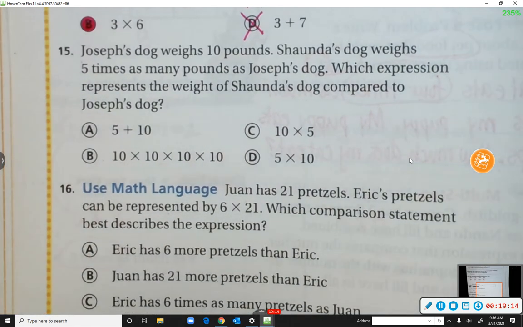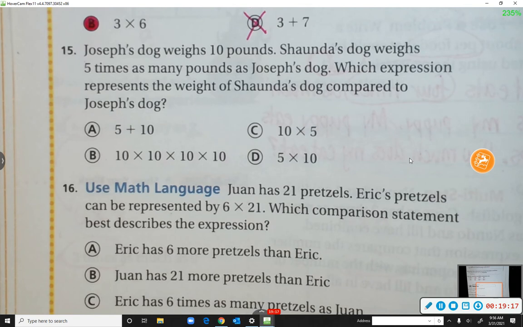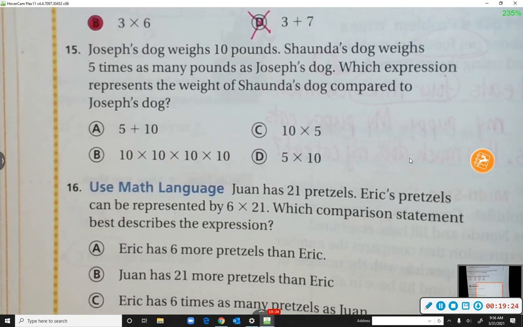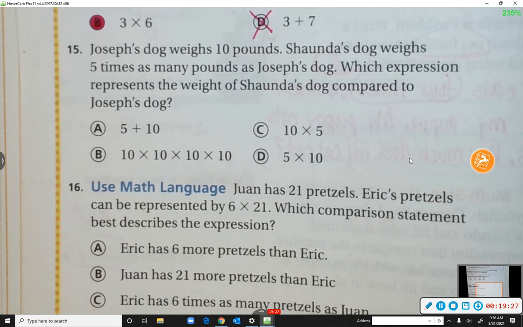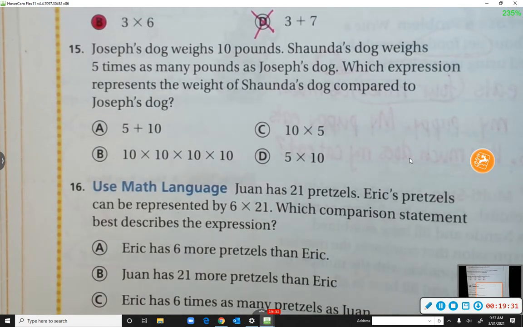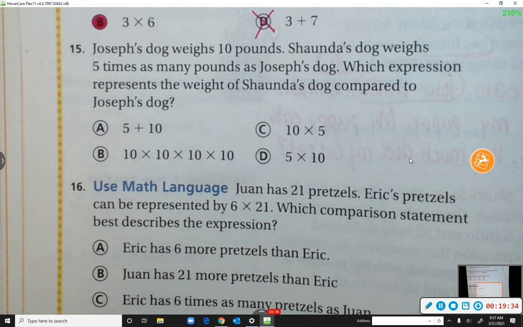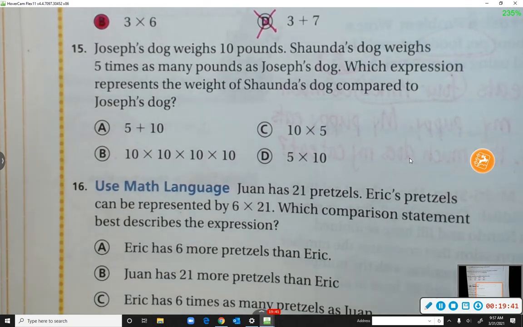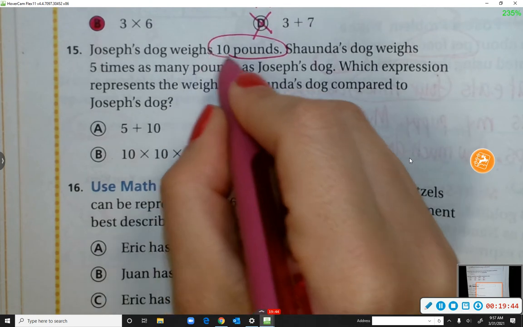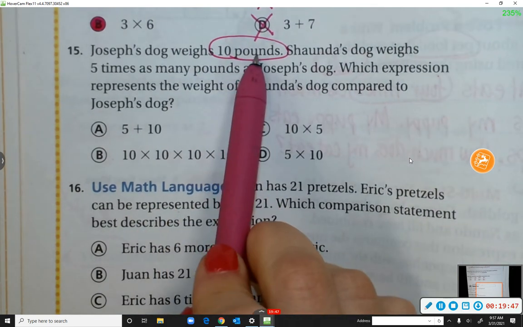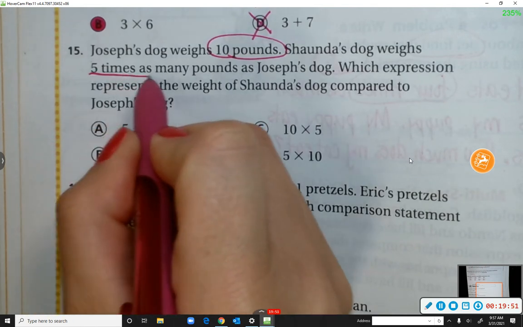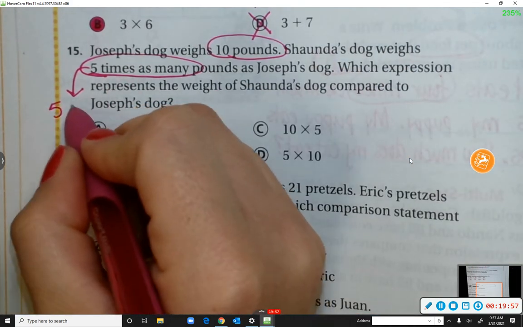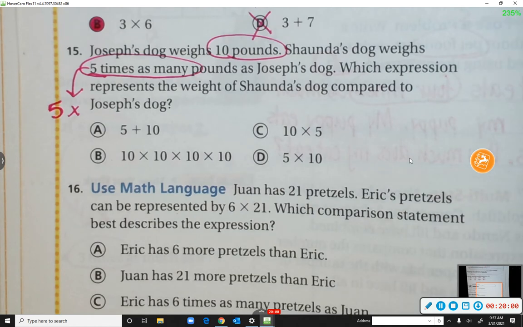Okay, number 15. Joseph's dog weighs 10 pounds. Shonda's dog weighs 5 times as many pounds as Joseph's dog. Which expression represents the weight of Shonda's dog compared to Joseph's dog? Okay. What should we circle as key information, Allie? Okay, good. We need to know 10 pounds, and then we also need to know 5 times as many. So as soon as you hear that, you should put down what? Five times.